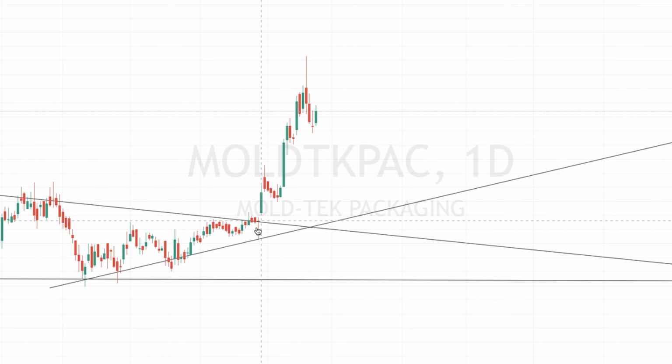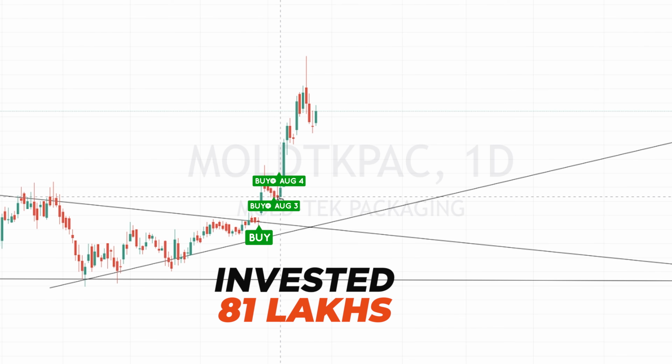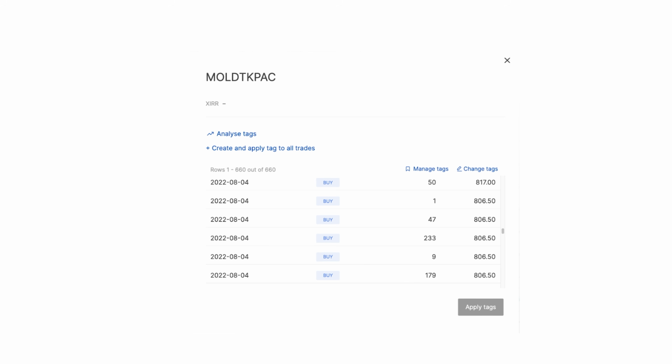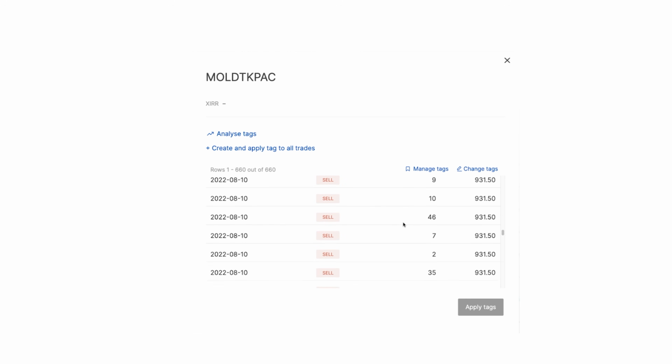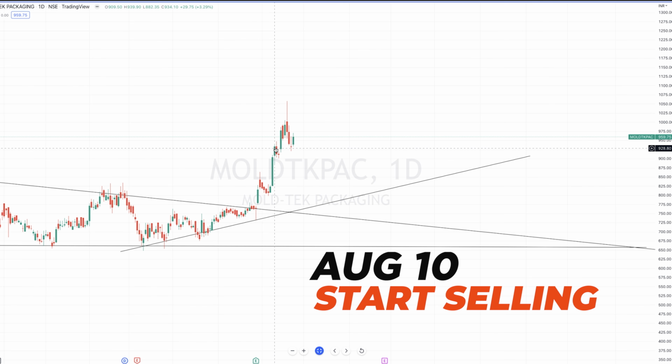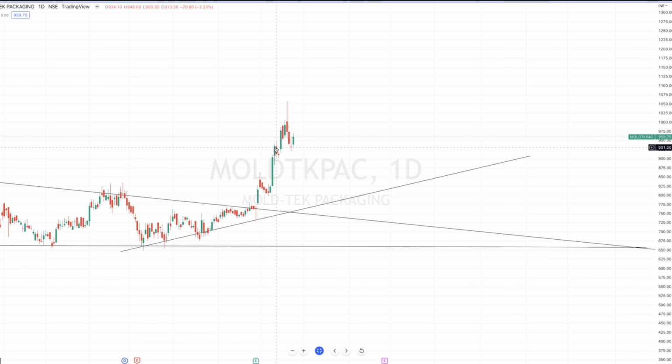Okay, so far I have bought here in this candle, and I bought on the 3rd of August, and also around the 4th of August. So at this point I allocated around 81 lakhs. Okay, and then in the next 2 days it went up very nicely, and around, let me check, 932 or something, I guess. Yeah, 931. So on the 10th of August I started selling a little bit, not everything.